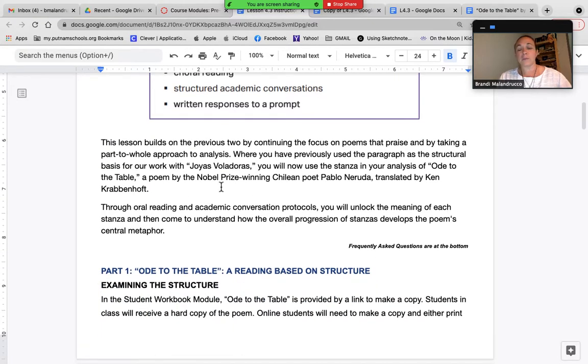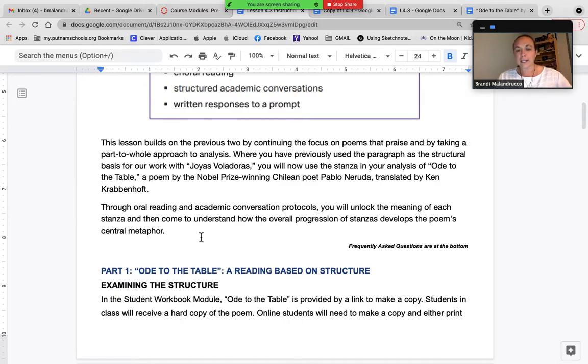So this lesson builds on the previous two by continuing the focus on poems that praise and by taking a part-to-whole approach to analysis. So where you previously used paragraphs as a structural basis of your work with Joyous Valedoris, you will now use the stanza in your analysis of Ode to the Table, which is a poem by the Nobel Prize-winning Chilean poet Pablo Neruda, translated by Ken Krabbenhoft.